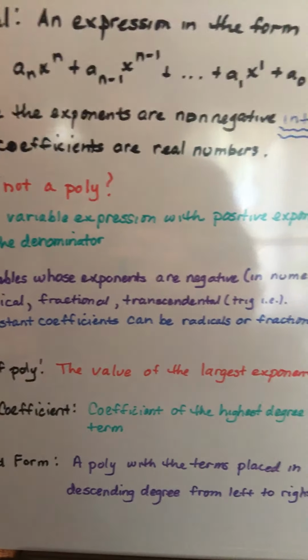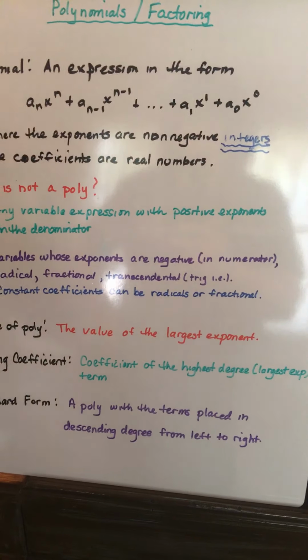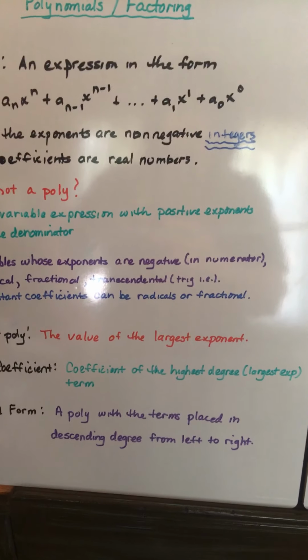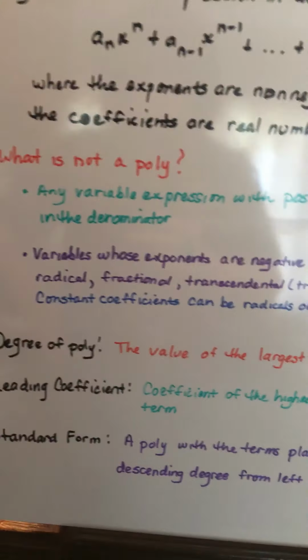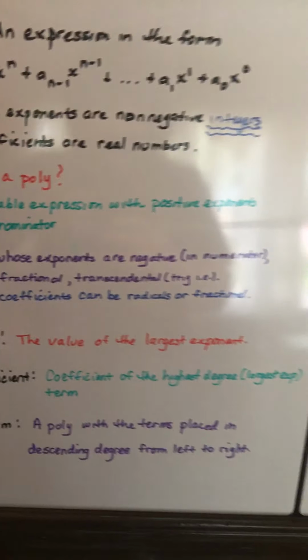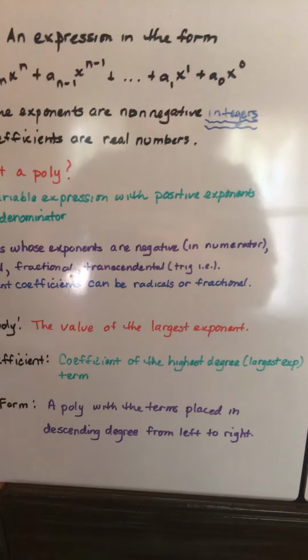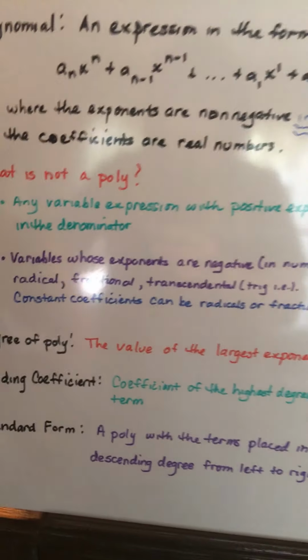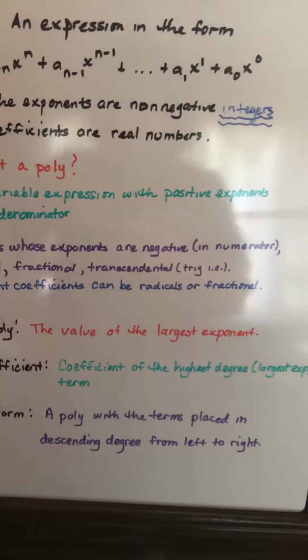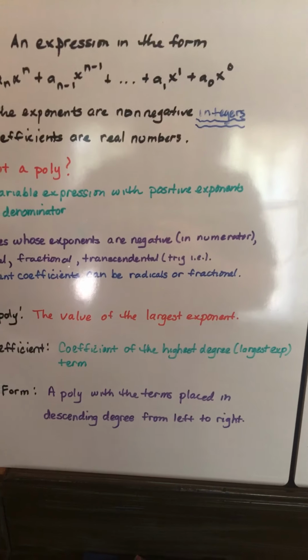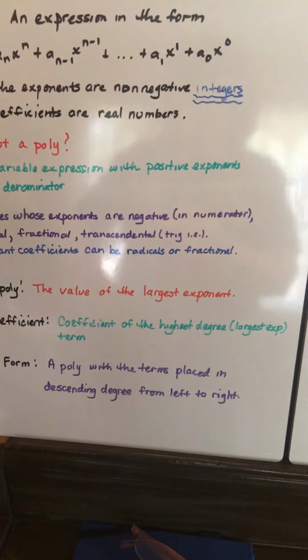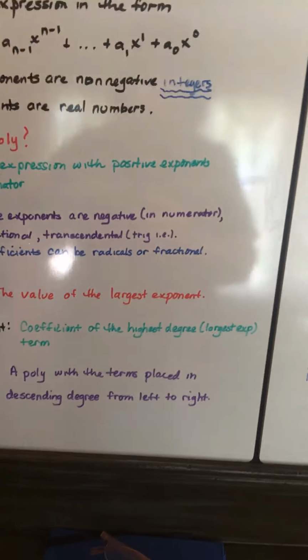The degree of a polynomial is the value of the largest exponent. The degree of each term is the value of its exponent. The leading coefficient is the coefficient of highest degree, which is the largest exponent term. Standard form is when you write the polynomial in terms placed in descending order of degree, that is largest exponent to smallest exponent, left to right.